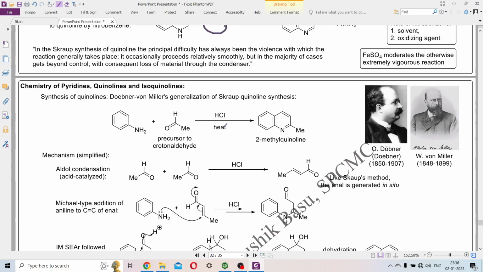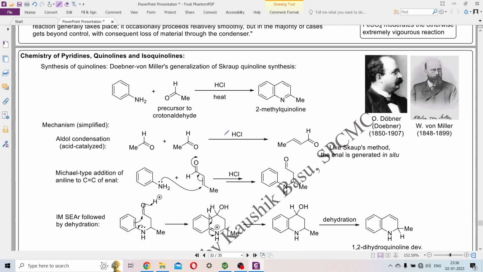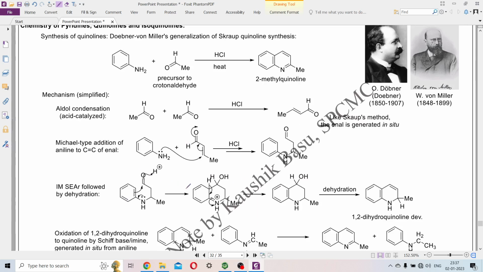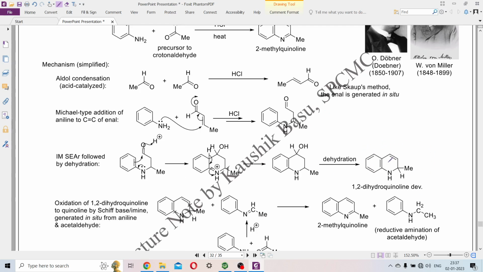Then we have the Doebner-von Miller's generalization of Skraup quinoline synthesis, where they have used a different starting precursor for the enal. They have used acetaldehyde. The reaction is done in HCl, and this acetaldehyde is actually the precursor of the crotonaldehyde. So 2 molecules of acetaldehyde undergo acid catalyzed aldol condensation to give you crotonaldehyde. Again, the nitrogen attacks at the beta carbon of the crotonaldehyde, and then subsequently the aromatic electrophilic substitution takes place, followed by dehydration to give you the 1,2-dihydroquinoline derivative.